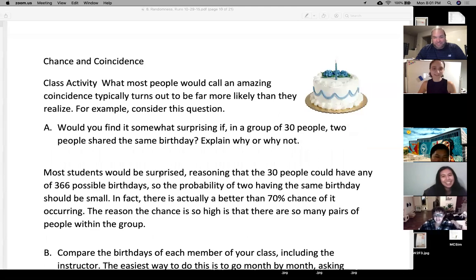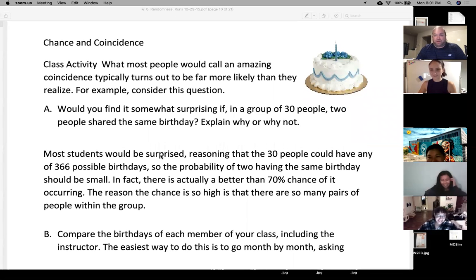Okay, anyways. Most students will be surprised, reasoning that the 30 people could have any of 366 possible birthdays, so the probability of two having the same birthday should be small. In fact, it's better than 70%. The reason it's so high is there are so many pairs of people. Any two people could have the same birthday: 1 and 2, 1 and 3, 1 and 4, and so on.